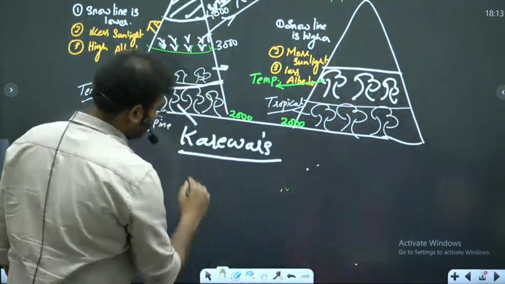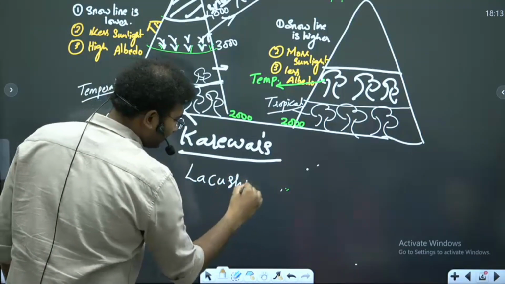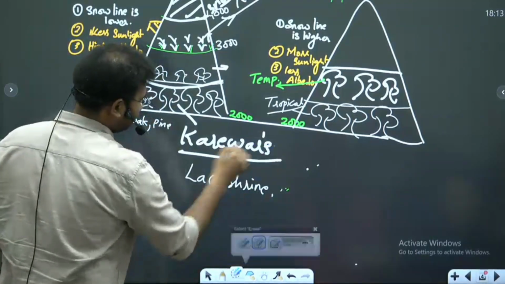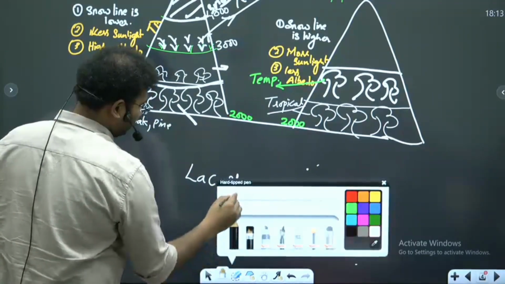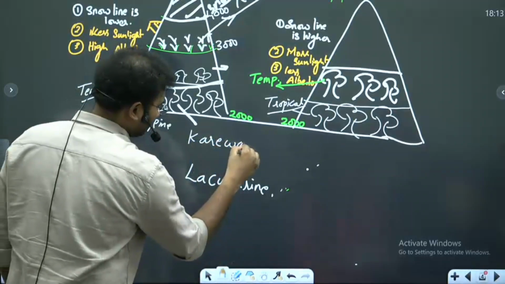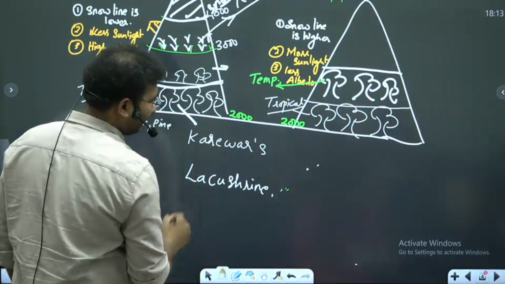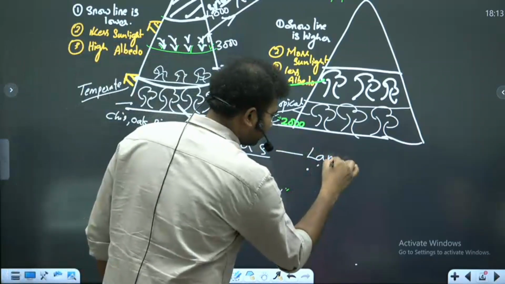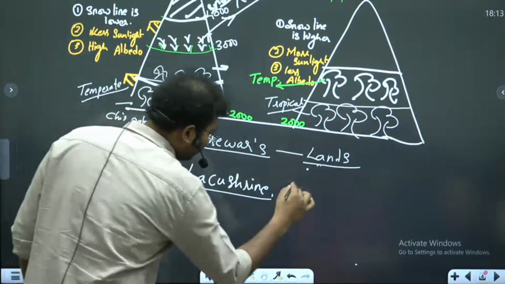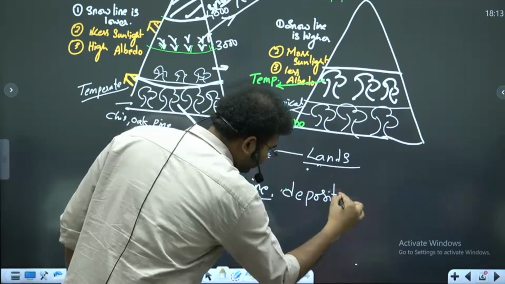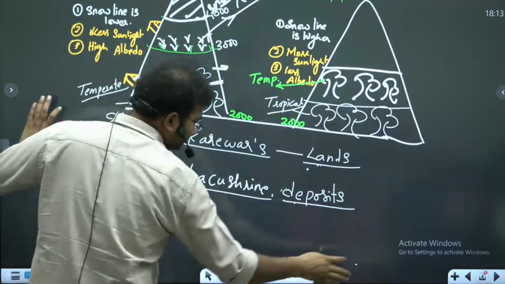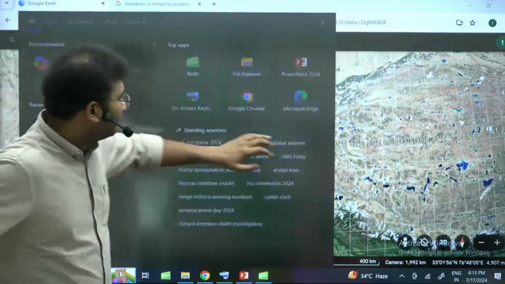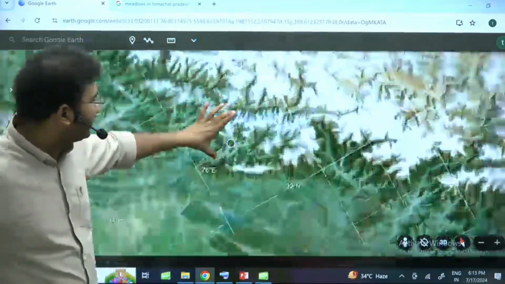Didn't understand? Karewas. K-A-R-E-W-A-S. Karewas are the lands. And here you have lacustrine deposits. Now what are lacustrine deposits? Imagine, let's imagine that this area is full of glaciers, right?